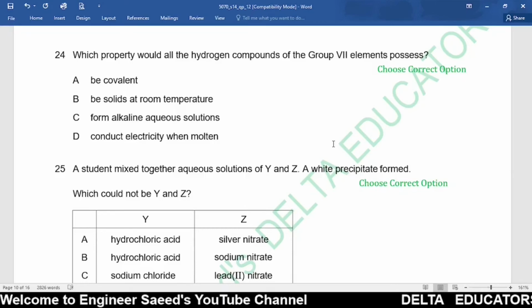C. Form alkaline aqueous solution. When hydrogen reacts with a group 7 member, it forms an acidic solution, not an alkaline solution. So C is incorrect. D. Conduct electricity when molten. HCl, hydrochloric acid, in pure form does not conduct electricity because it is a covalent compound. HCl conducts electricity when it is dissolved in water. In aqueous solution, it is a good conductor of electricity, but in pure molten form, it is not a good conductor of electricity. So D is also incorrect. Correct option, option A, be covalent.